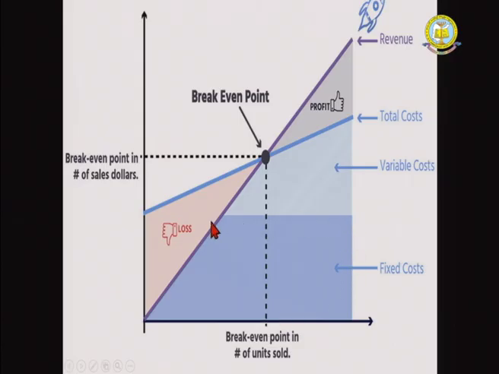Now, you see fixed cost. This area is treated as fixed cost, and this area is treated as variable cost. Together they make the total cost, right? And this is the point where you will be incurring no loss and no profit. In units, if you produce this many units, you will be at no profit and no loss. If you yield this much revenue, you will be at no loss and no profit.